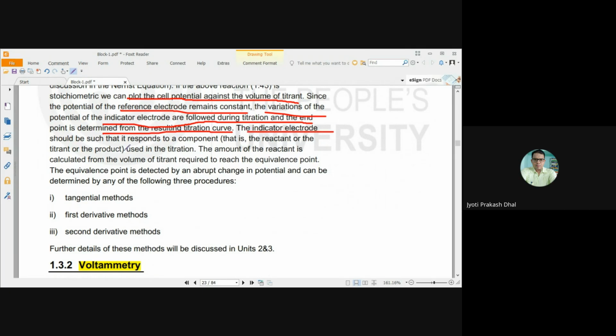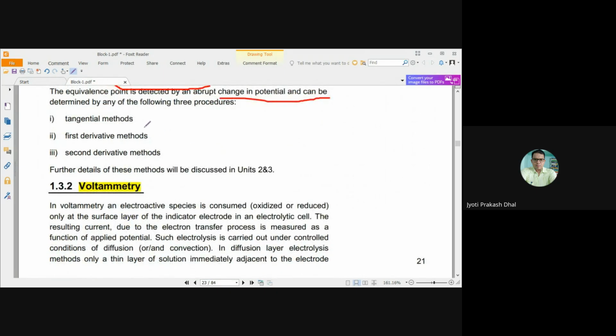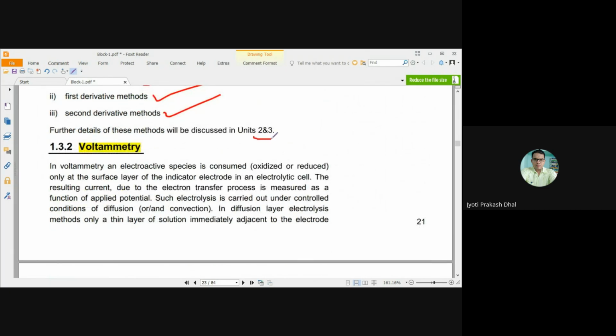The indicator electrode should be chosen such that it responds to the component used in the titration. The amount of the reactant is calculated from the volume of the titrant required to reach the equivalent point. The equivalent point is detected by an abrupt change in potential and can be determined by any one of the following methods, that is the tangential method, the first derivative method, or the second derivative method, and the details we will discuss in units 2 and 3.